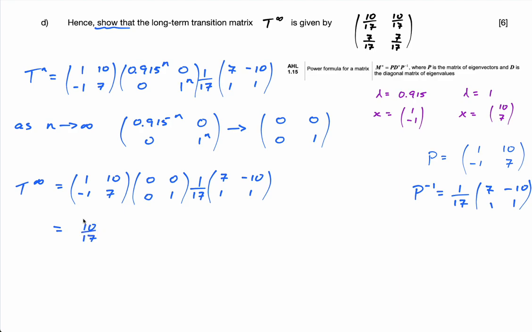Now, obviously, you didn't even have to do that calculation if you were confident that you were right. They don't expect you to multiply it all out by hand, although you could. But this on the calculator gives me what I want. So I've shown it. Okay, that's part D.